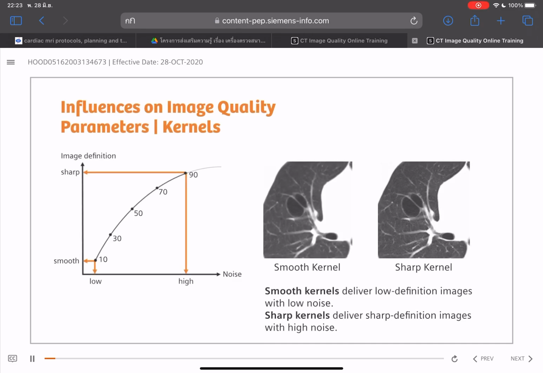As you can see from the correlation between noise and image definition in the graph, and the comparison between the two CT images of the lung, smooth kernels deliver low-definition images with low noise. Sharp kernels deliver sharp-definition images with high noise.